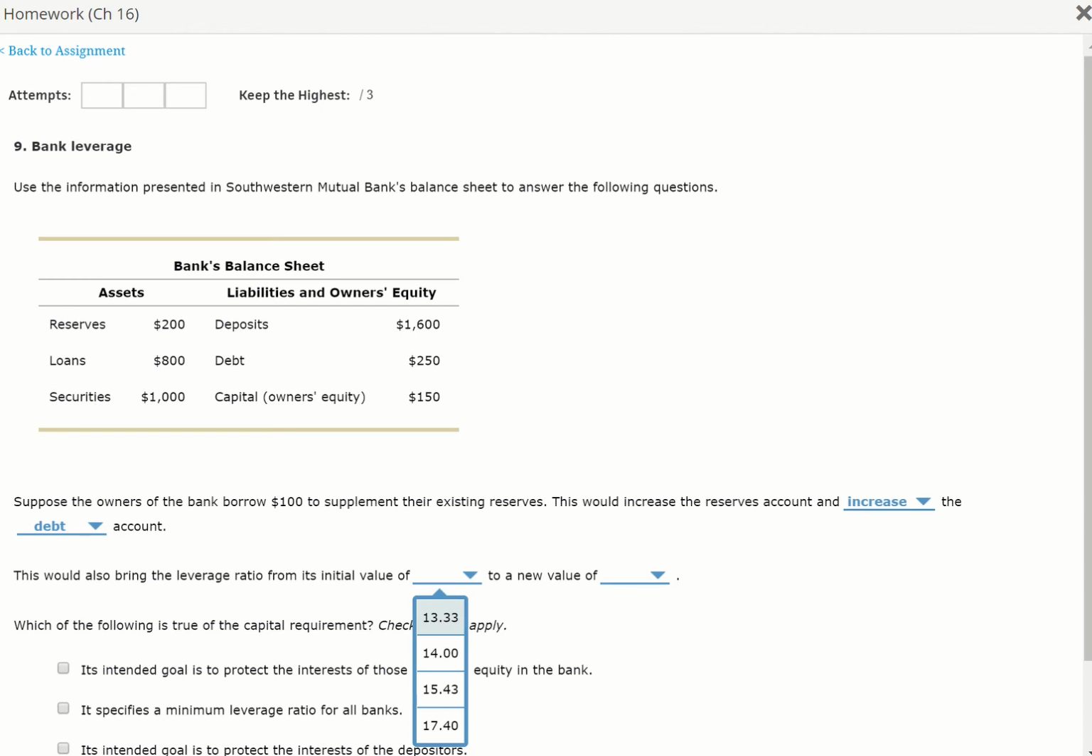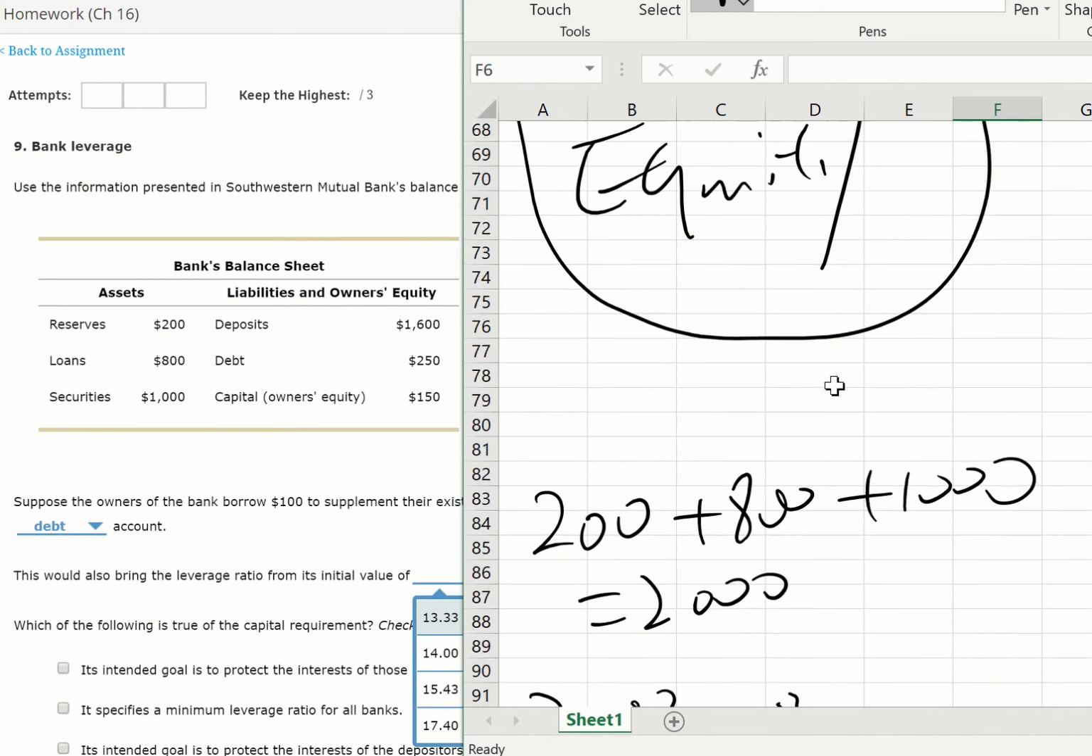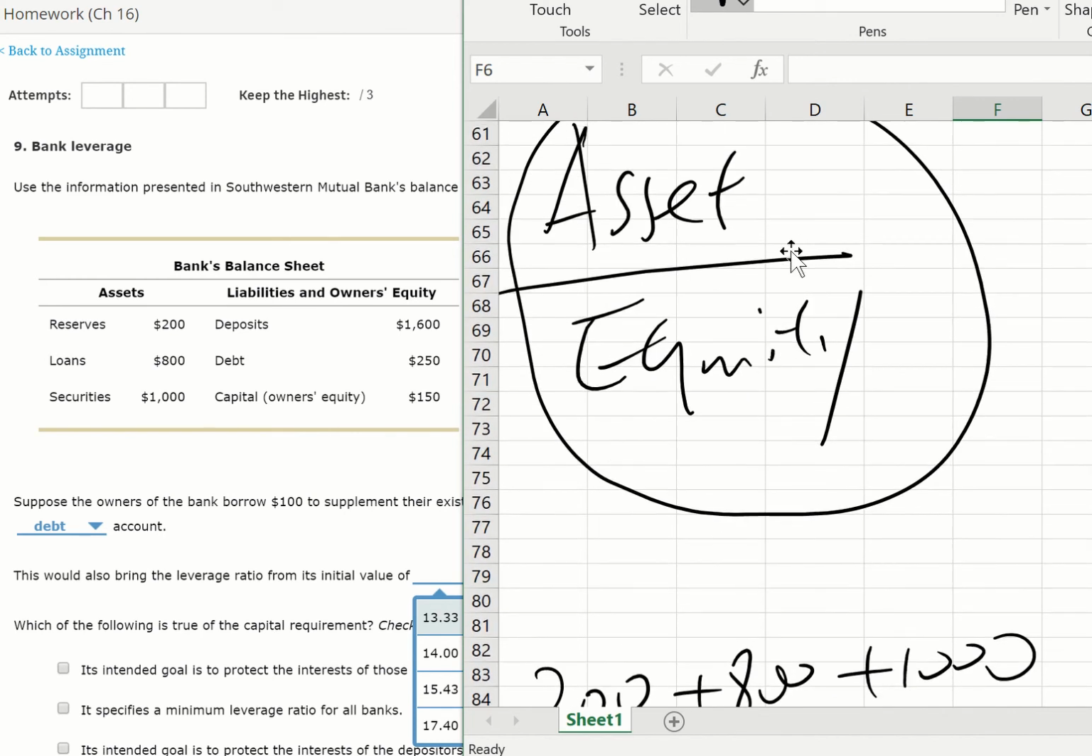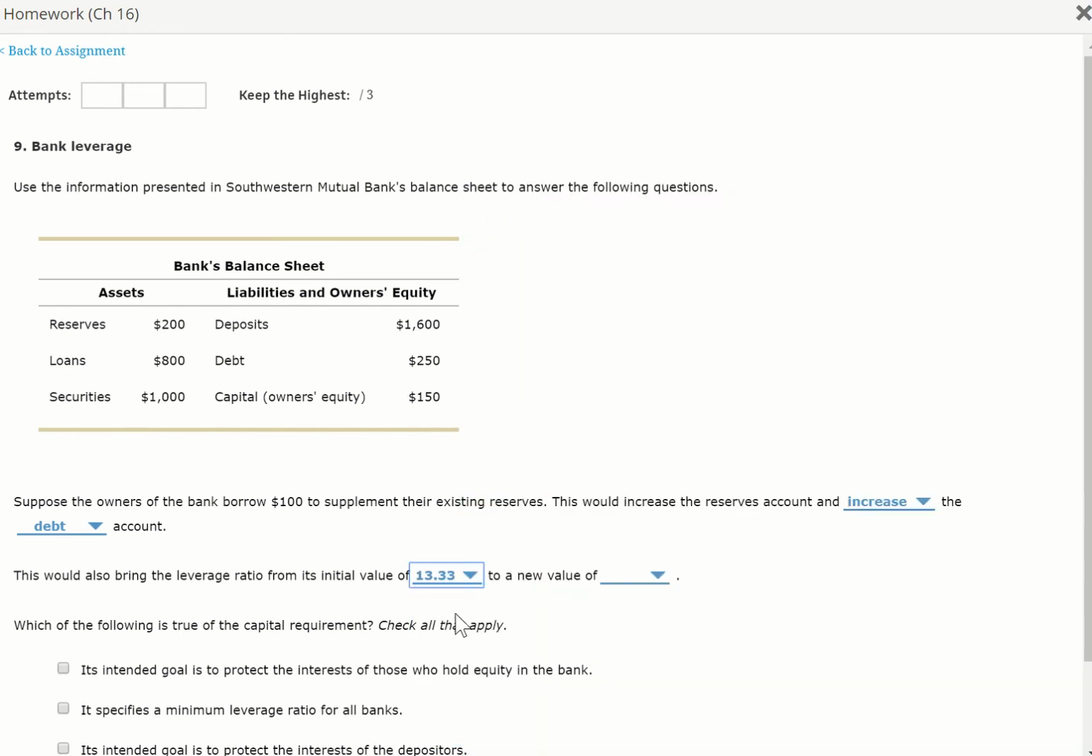Wait, did I do something wrong? It's not 8. Let me see. Oh, it's 150, not 250. I'm looking at the capital, not reserve, not debt. So it's 150. I wrote it here, how did I get it wrong? All right, so asset divided by equity, not asset divided by debt. So 2,000 divided by 150. The answer should be 13.333. So the first one is 13.333.